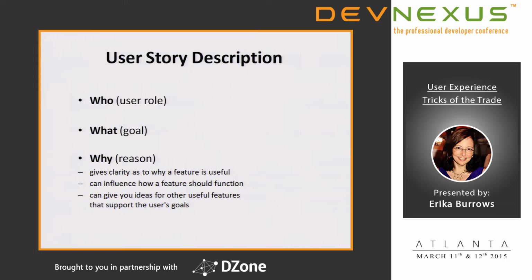So, user story description. Is everyone in here familiar with user stories in Agile in general from a big picture perspective? Okay. So I won't spend a lot of time on this, but the basic concept of a user story is to say what the user's role is, what is their goal, and why do they want to accomplish that goal.